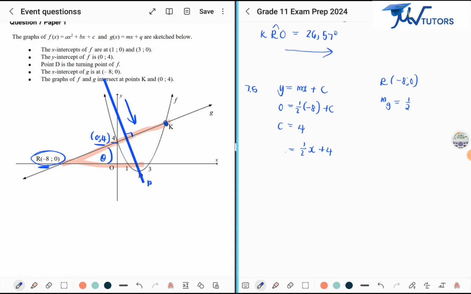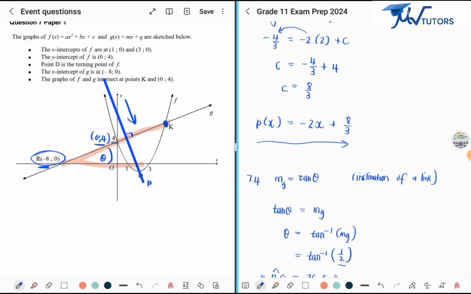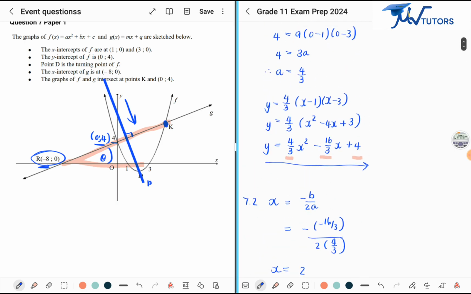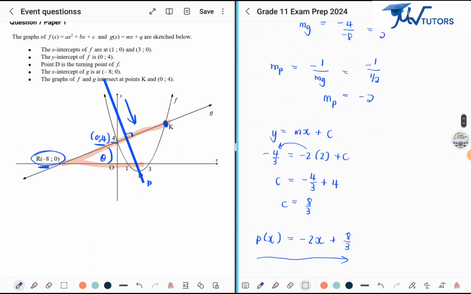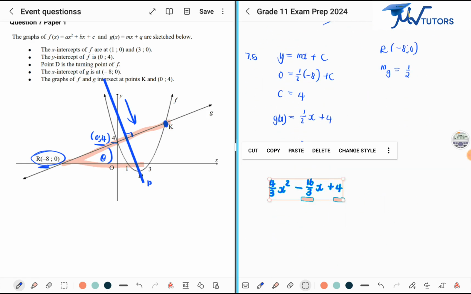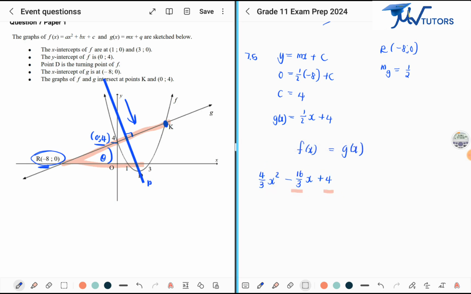Now getting back to the question at hand, they want the coordinates of the point K, and I said at point K, that's where f is equal to g. What is the equation of f? If you remember, yeah, there is the equation of f. We're just gonna copy that and paste. If only it were that easy for you guys. You have to rewrite it.